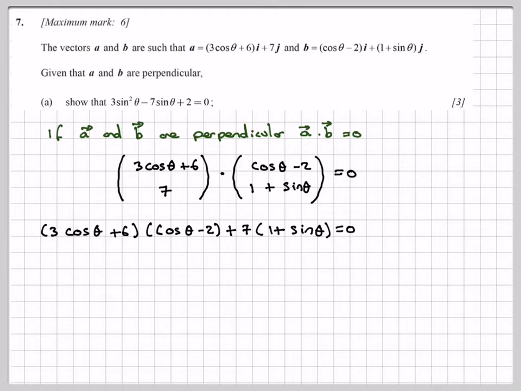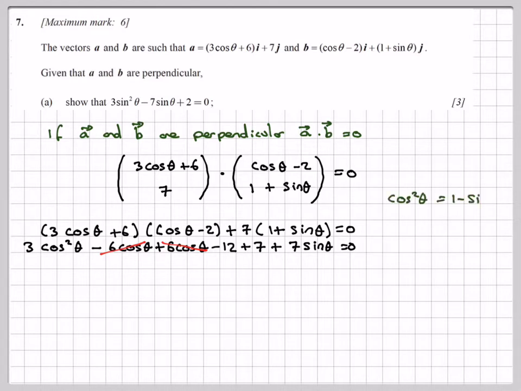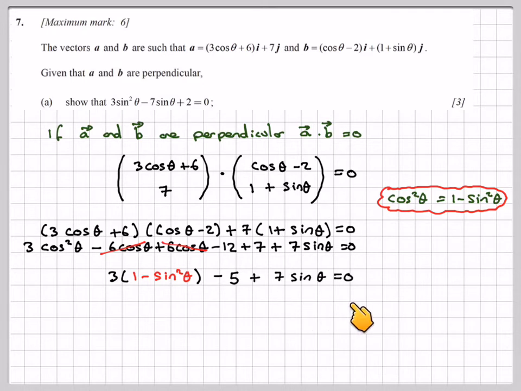Multiplying out, we're going to get 3 cos squared theta minus 6 cos theta plus 6 cos theta minus 12 plus 7 plus 7 sine theta is equal to 0. These two things here will cancel out. This is all in terms of sine, so we need to change this one. So cos squared theta is 1 minus sine squared theta, so we're going to have 3 brackets 1 minus sine squared theta, minus 5 (minus 12 plus 7), plus 7 sine theta is equal to 0.